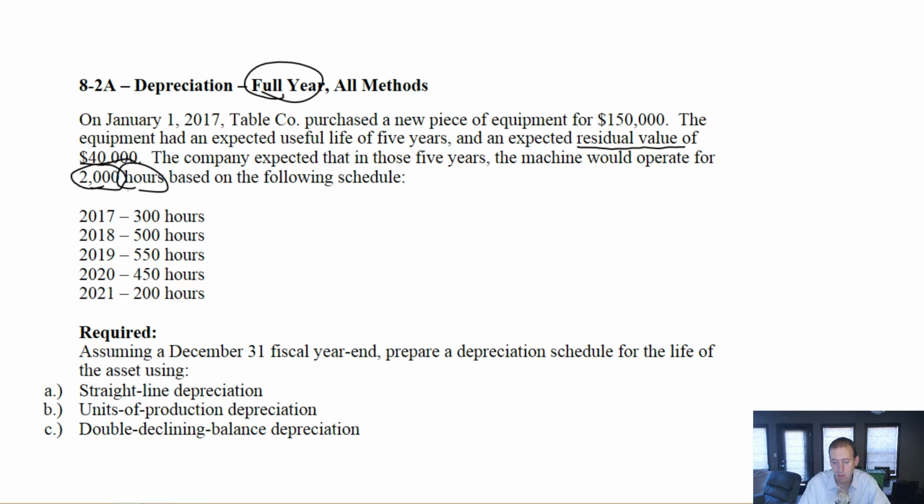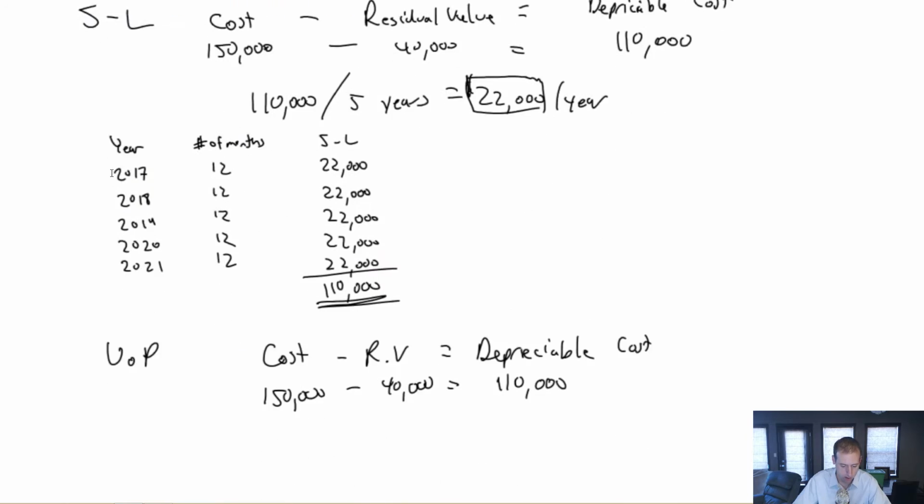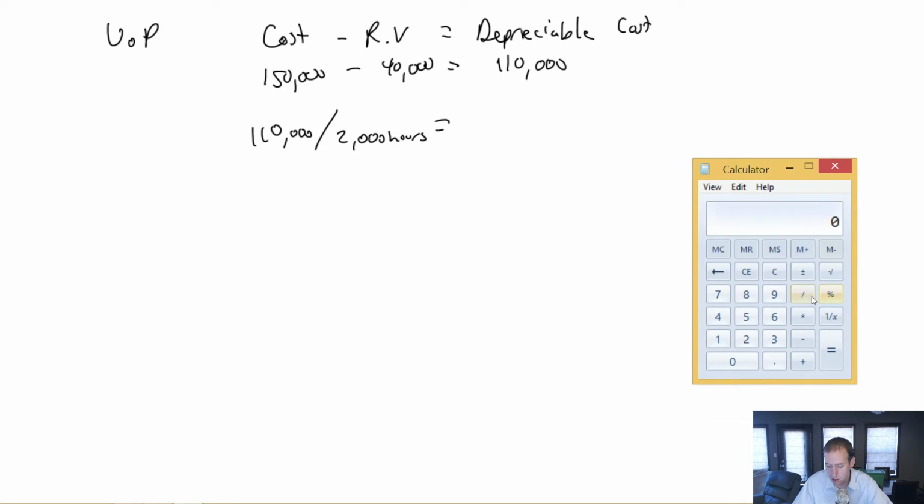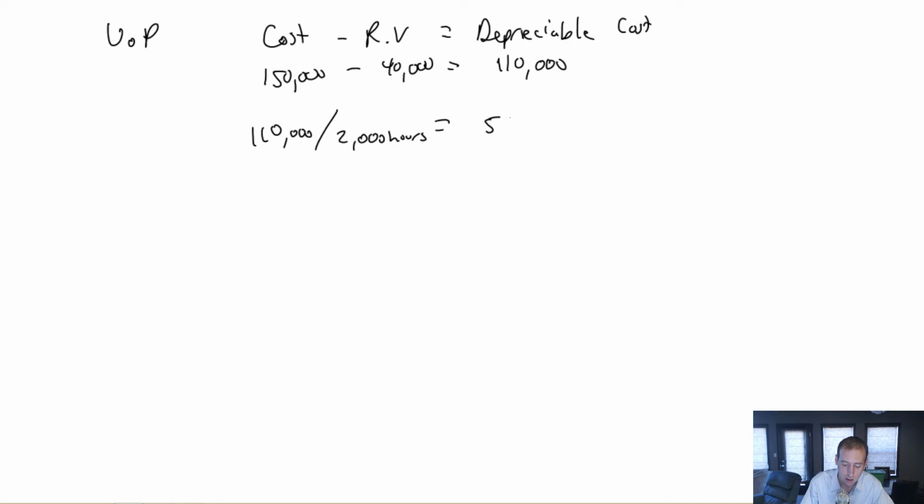So I've got to say, okay, well, let's get a cost per unit, a cost per hour. So I take my 110 grand, my depreciable cost, and I divide by the number of hours, 2,000 hours, and I get a cost per hour. So 110 divided by 2,000, and it's $55 per hour. So for every hour I use this machine, it depreciates by $55. So it's a pretty expensive machine, I'd say.